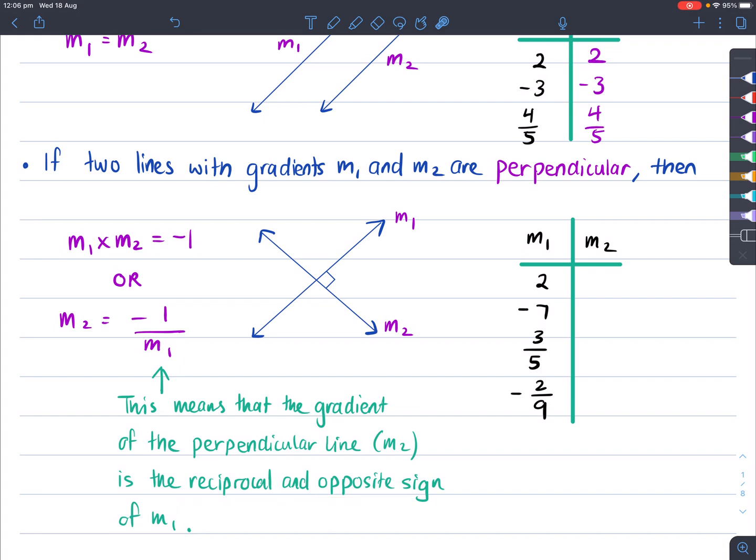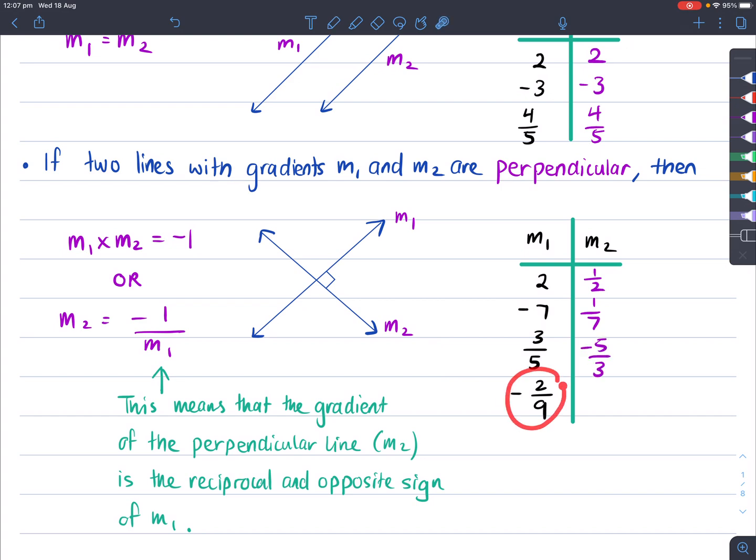I'll give you a very simple example. If m1, this line, has a gradient of 2, 2 is the same thing as 2 over 1. If we get the negative reciprocal of this, which means swap this around and change the sign, we will get negative 1 over 2. Negative 7 is the same thing as negative 7 divided by 1. Simply find the reciprocal of this number and change the negative to a positive, and you'll get 1 over 7. If we find the gradient of the perpendicular line to this gradient, we would get this flipped around, so that would be 5 over 3, but it's made negative. So it'll be negative 5 over 3.